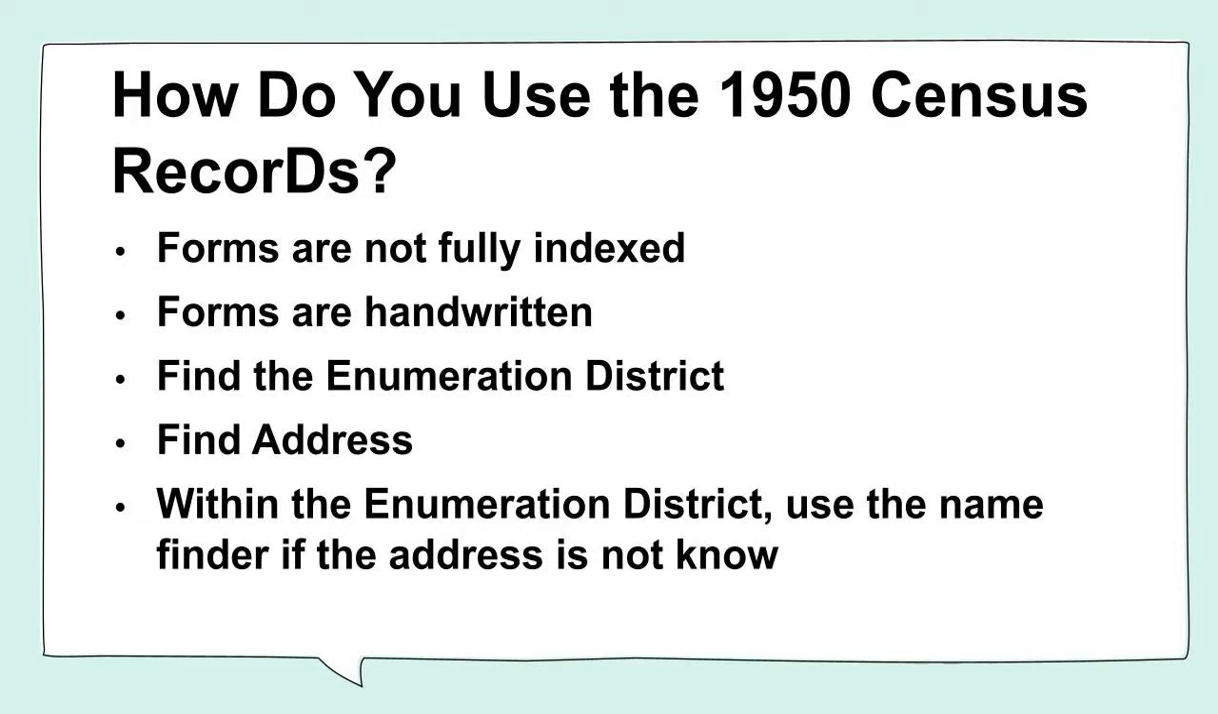The very first thing you're trying to do is find the enumeration district. One way of doing it is to use the address: find the address where your parents or the person you're looking for lived. Then within the enumeration district, use the name finder if the address is not known. I'll show you that. I do want to point out that if you have the interest, you can help with the transcription and the indexing.